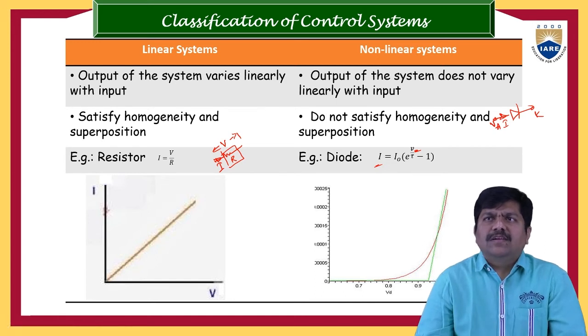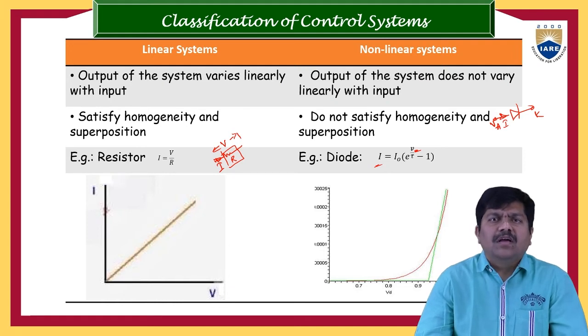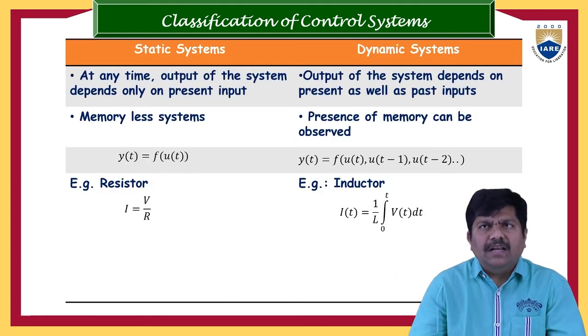The output of the system does not vary linearly with the inputs, and it will not obey the superposition principle or the homogeneity principle. So these are the definition and comparison between linear and non-linear systems. This is one of the important classifications of control systems. Second, let us look at static systems and dynamic systems.